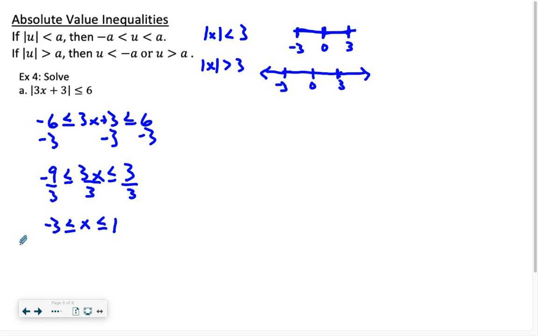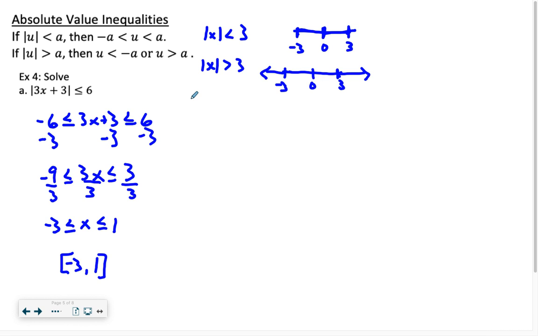Now, we have been writing our answers in interval notation. So to write this in interval notation, I'm saying I want to start at -3 and end at 1. And I am including my endpoints in this case because I'm saying they're both "or equal to." So this is how I would write my answer in interval notation.